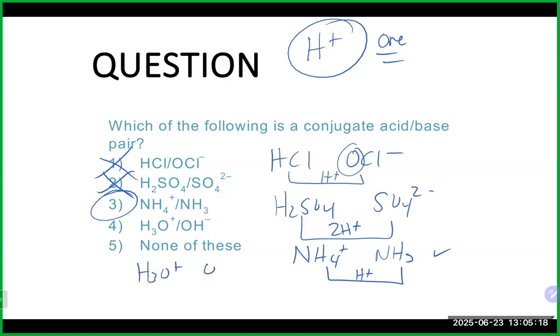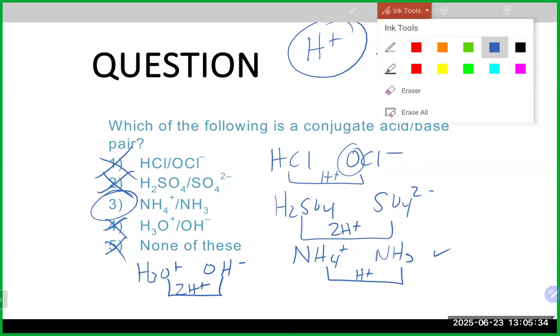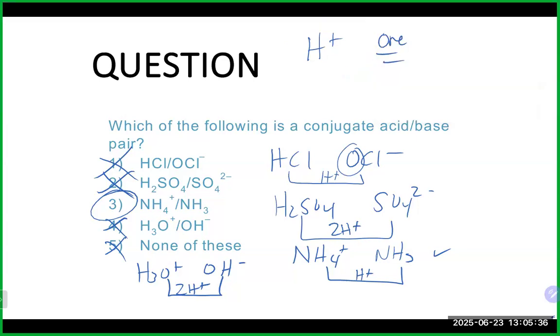H3O plus and OH minus, the difference here is two H pluses, which means no good. And obviously we got number 3 there, which seems to be the only pair. So you may be asking, why are H2SO4 and SO4 2 minus really not pairs?